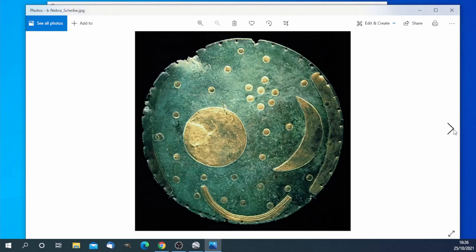This is the Nebra sky disk. It is from the first millennium of the current era. It is a bronze disk with gold icons on it. This is the Pleiades. These angles here reflect the sun rises and the sun sets on the solstices. And this is a way that the people understood the heavens and charted and predicted what was going to happen.